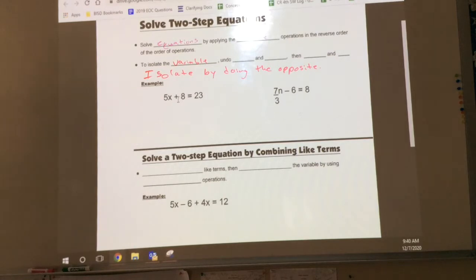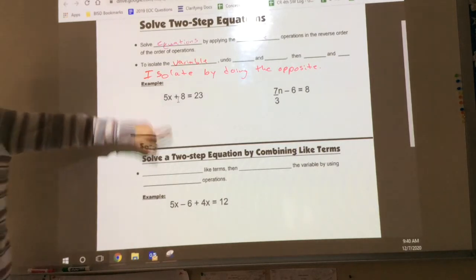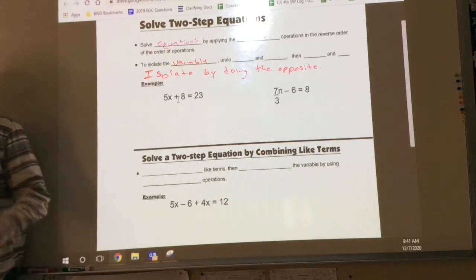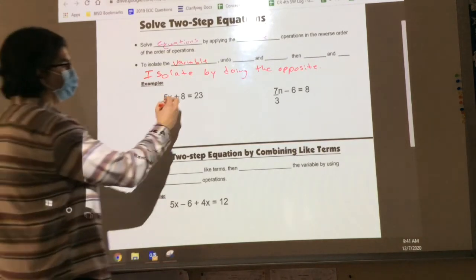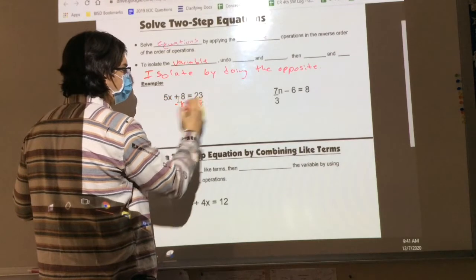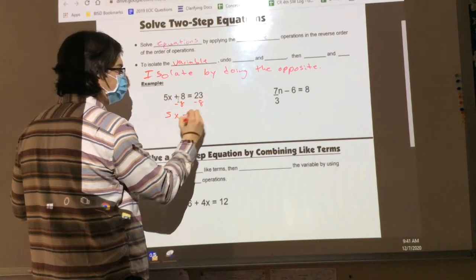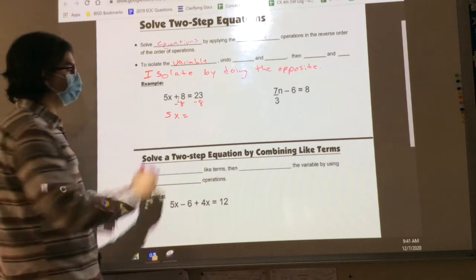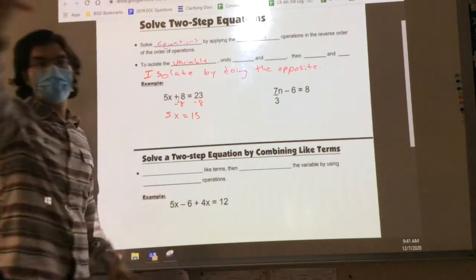Okay, so let me ask you this. How do I get 5x by itself? How do I get rid of that positive 8 right there? We're going to subtract 8. Now I'm going to have 5x is equal to, does anybody know what 23 minus 8 is? Jackson? 15, very good. That was one step. Do we all understand that?